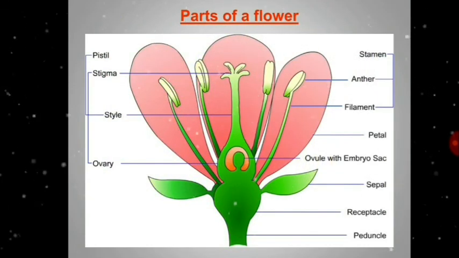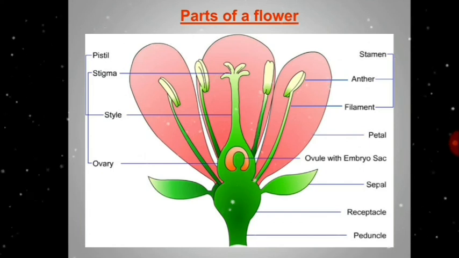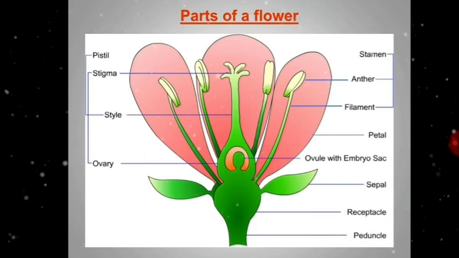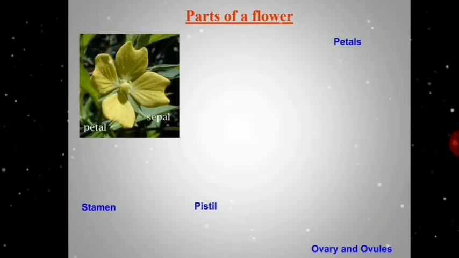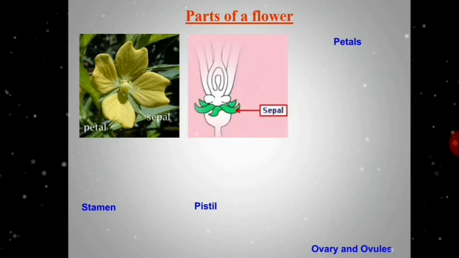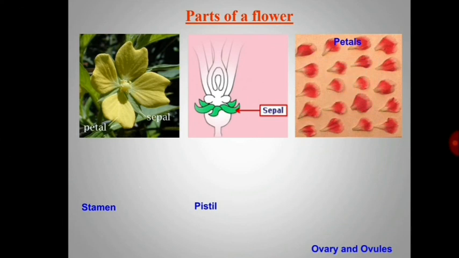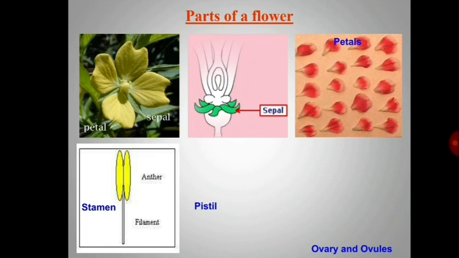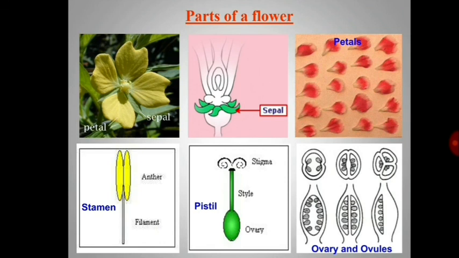You can see the flower and you can observe and label the parts of the flower by seeing the parts of a flower. Let's see, these are the petals, sepals, green part, petals, colorful part, stamen, pistil, and ovary and ovule. Ovary develops into fruits and ovule develops into seeds.